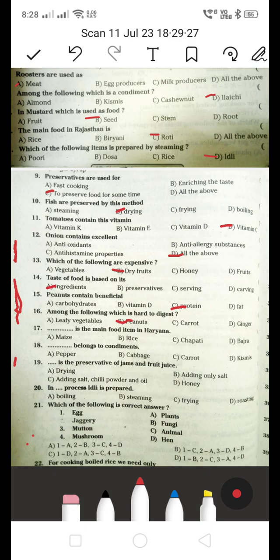Next, dash is the main food item in Haryana. Haryana lo vache sariki main food item enti ante it's chapati. Vaalu chapati anedi ekku tintaru. So that is the main food item in Haryana.